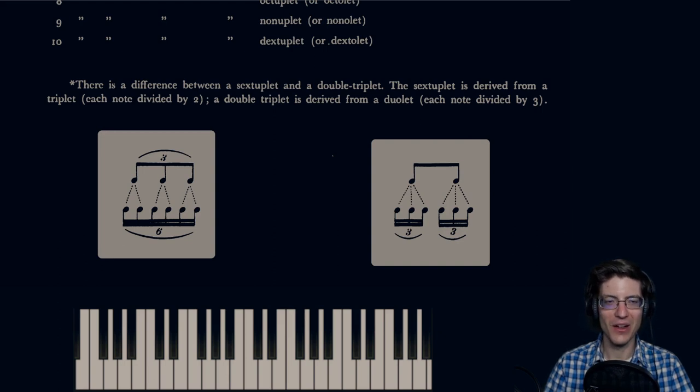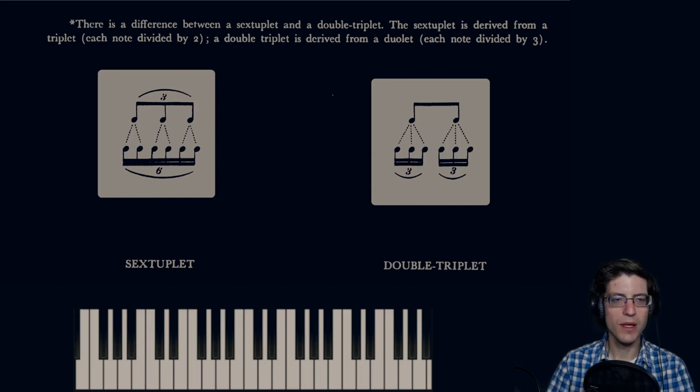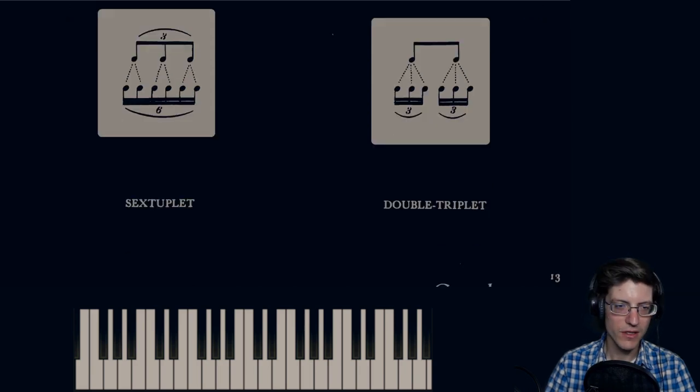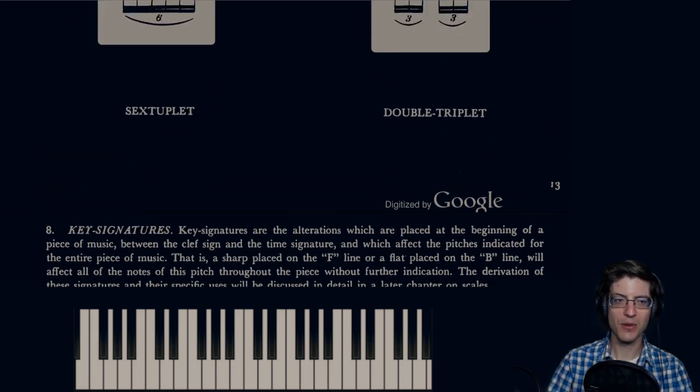So on our left-hand example, a sextuplet, your beat would be, so one, two, dum, bum, bum, bum, dum, bum, bum, bum, bum, bum. One, two, three, one, two, three, one, two, three, one, and two, and three, and. On the right-hand side, it's one and two and dun dun dun dun dun dun dun dun bum bum bum. So it's really where you're putting your emphasis. So that's the difference between a sextuplet and a double triplet. And that's where we're going to stop for today.